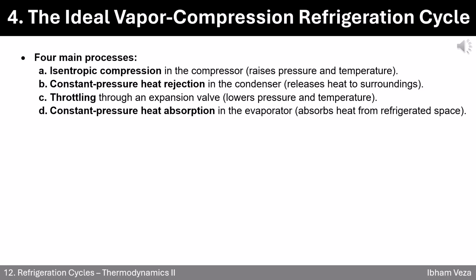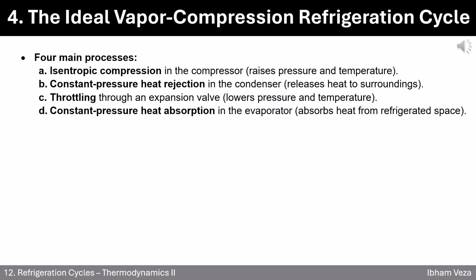The ideal vapor compression refrigeration cycle isn't complicated when you split it into just 4 simple steps. First, isentropic compression. Think of it like pumping up a bicycle tire. You squeeze the refrigerant, making it hotter and raising its pressure. Next, constant pressure heat rejection. Here, the hot refrigerant dumps heat outside like a hot drink cooling off.